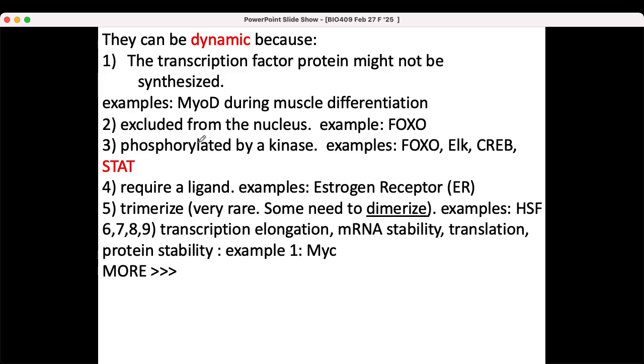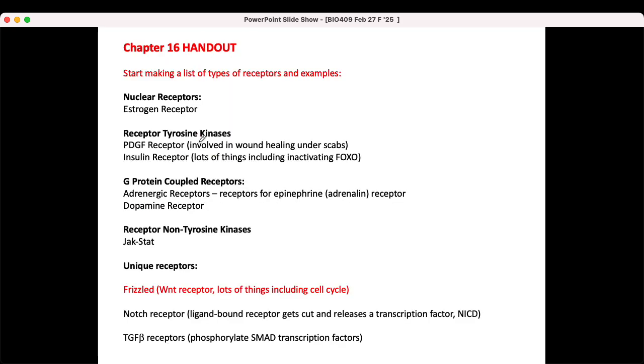We had to make some space here because we're adding some more. Okay, here's the next one. Okay, so the next one is called, the receptor is called Frizzled, and it's the receptor for the ligand Wnt.